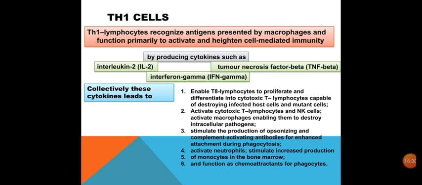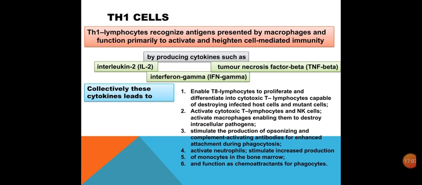We said that T helper 1 lymphocytes recognize antigens presented by macrophages and function primarily to activate and heighten cell-mediated immunity by producing cytokines such as interleukin 2, tumor necrosis factor beta, and interferon gamma. Collectively, these cytokines enable T8 lymphocytes to proliferate and differentiate into cytotoxic T lymphocytes capable of destroying infected host cells and mutant cells.